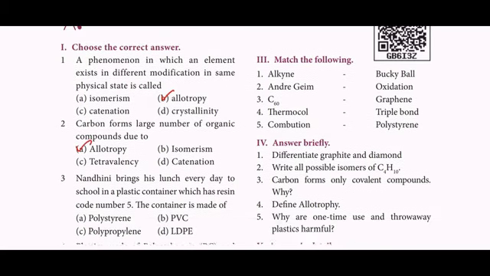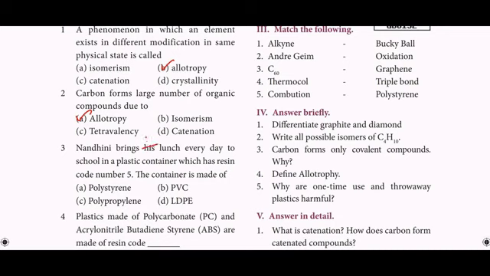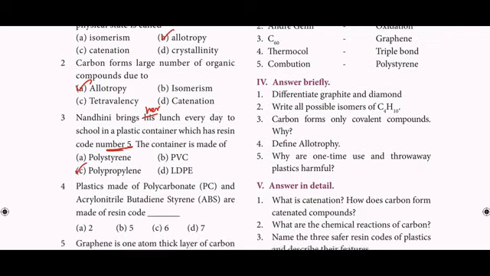Next one, Nandini brings her lunch every day to school in a plastic container which has resin code number 5. So the container is made of, resin code number 5 is polypropylene, option C.